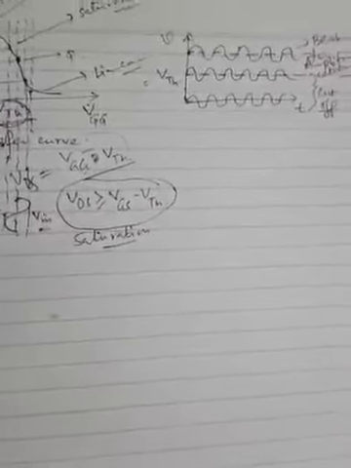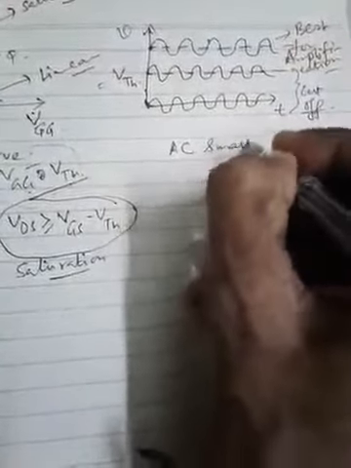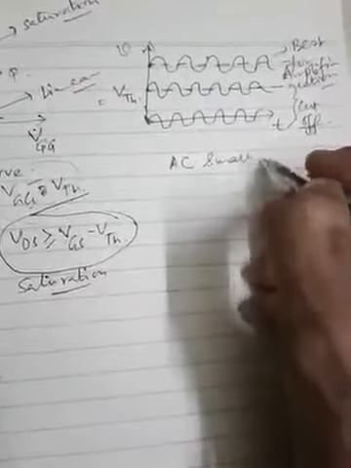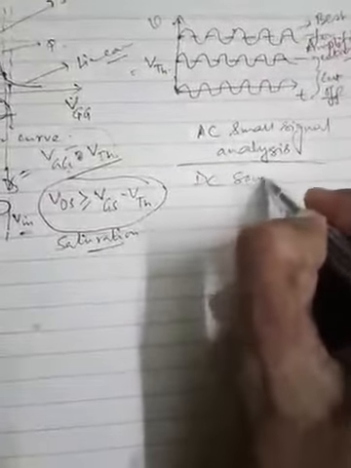Okay, so these are the preliminary discussions of the common source MOSFET amplifier using resistive load. So let us move on to the AC small signal analysis. Till now we have discussed only the DC analysis. Now for the AC small signal analysis part, as we have done in the case of BJT, first we need to deal with all the DC sources.